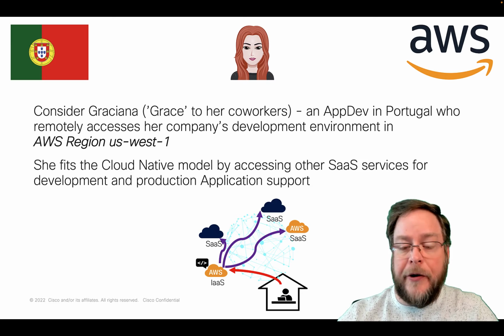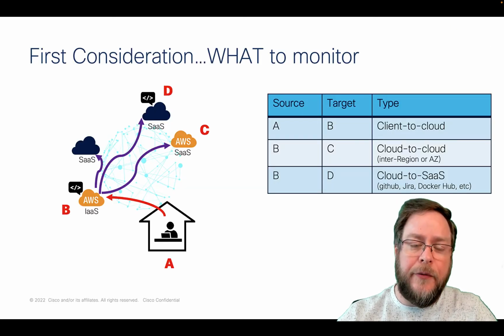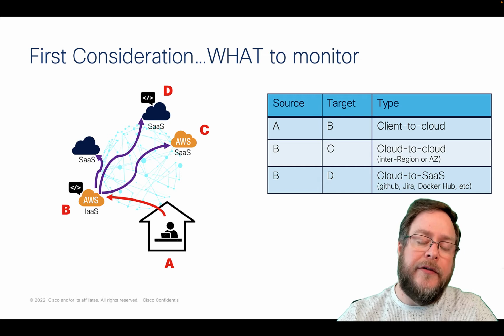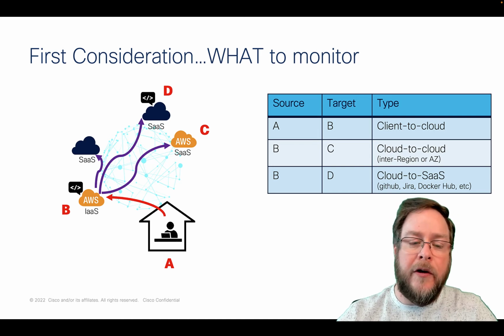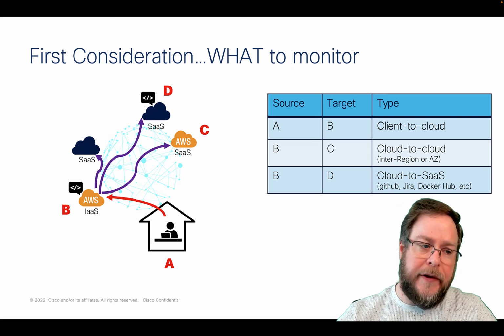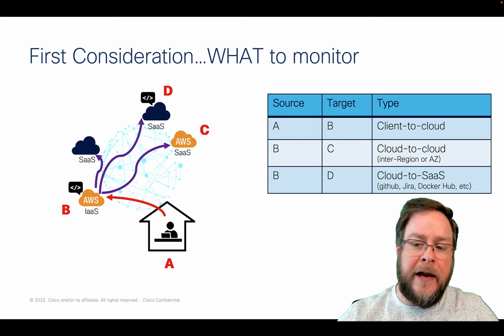She's also using SaaS services like GitHub and Jira across the internet. So as we think about Grace and what her situation is, the first thing we want to monitor is source A going to target B. So her home going to a cloud environment. So that's client to cloud.